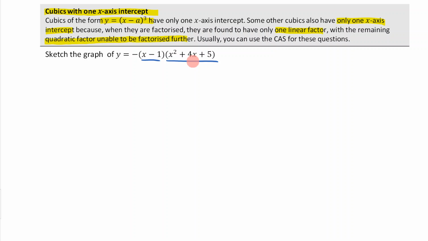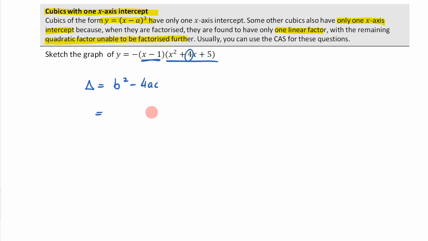Now this quadratic, what we're going to find out can't be factorized further, which means we're only going to have one x-intercept at this one right here, at x equals 1. But of course, we can't just assume that this can't be factorized further. We have to prove it, and we prove it by using our discriminant. So I'm going to use my discriminant here.